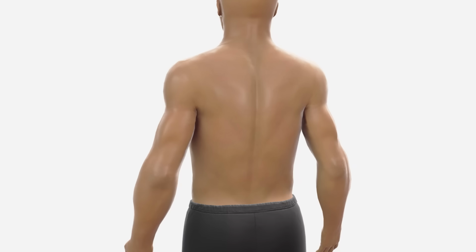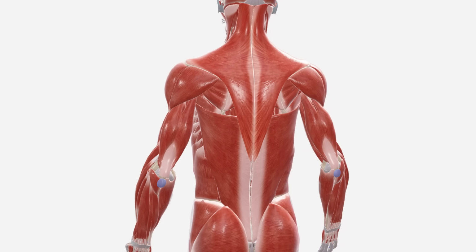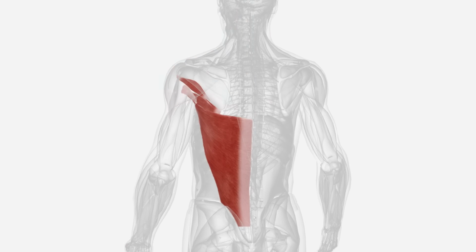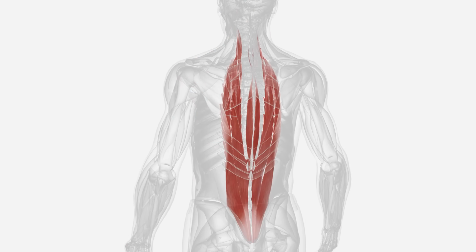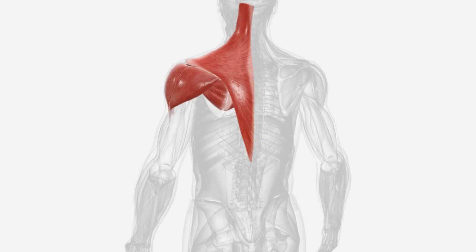First, let's look at the anatomy of the back muscles. The back is actually a group of many different individual muscles. We can subcategorize the back muscles into three primary groups: the upper back, the lats, and the spinal erectors. First, let's look at the upper back region.